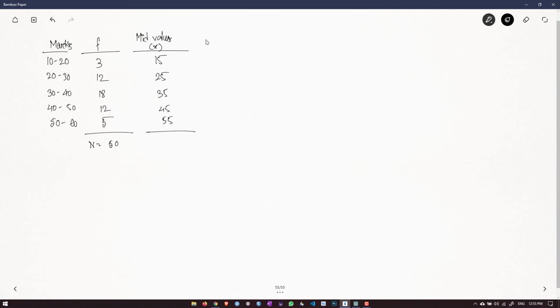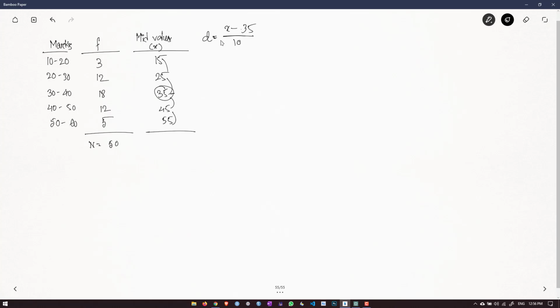Now instead of x, we create a new data set or new numbers called d. d will be x minus something, divided by something. The divisor is commonly the gap between the values. So what is the gap? From 15 to 25 the gap is 10, 10, 10, 10. So we will divide by 10. Now the number we subtract is normally the middlemost value. What is the middlemost value? It is 35.